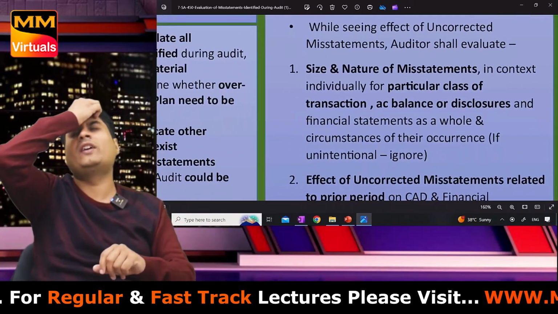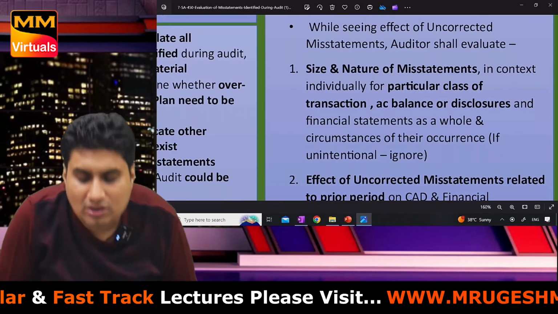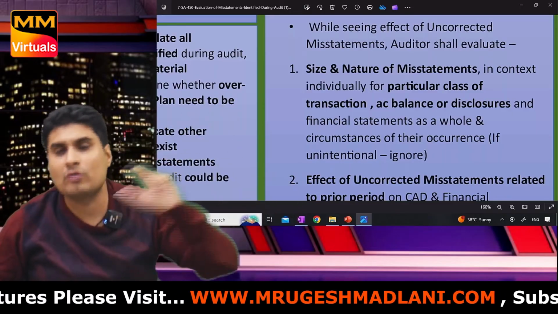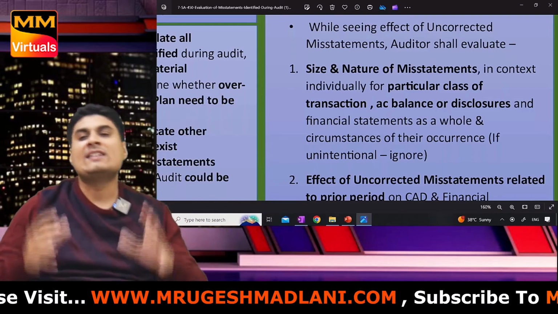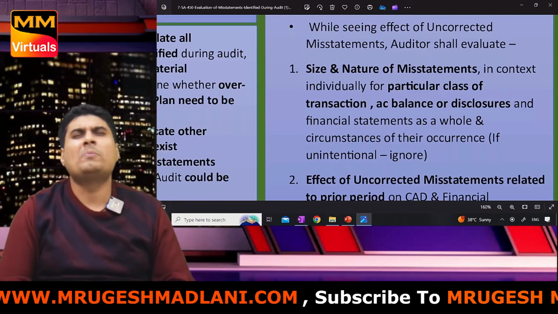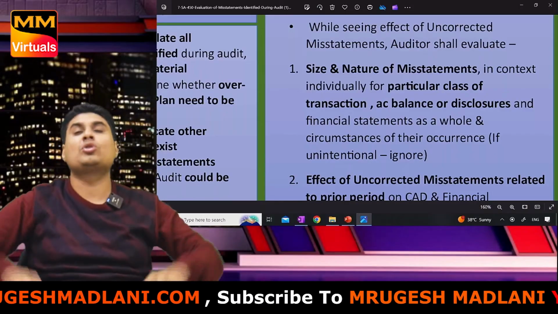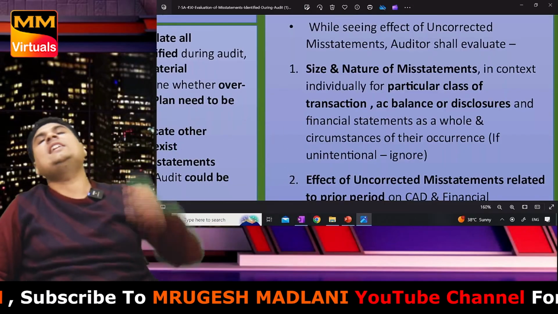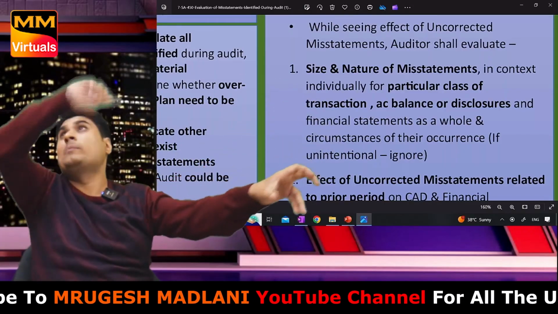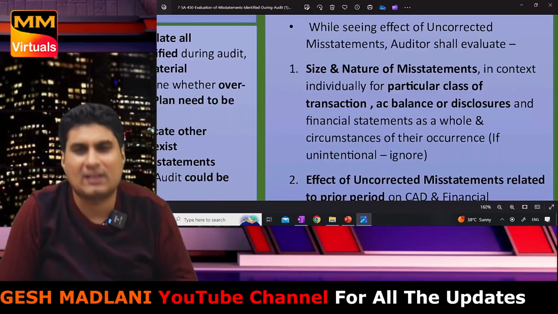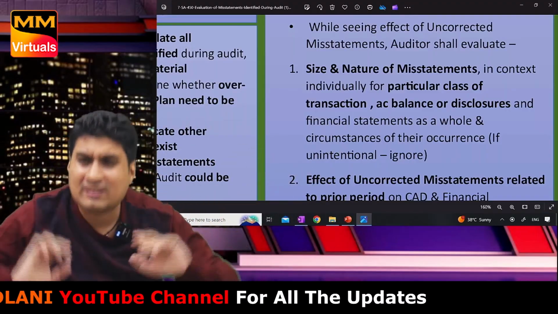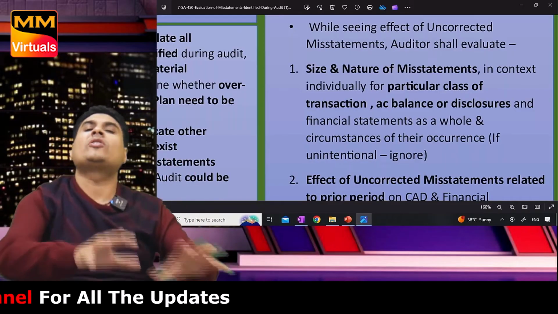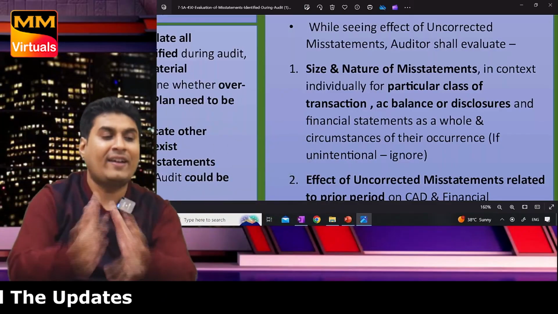While seeing the effect of uncorrected, what will we see? Size and nature of material misstatement. You have to see the size. Size means what? Amount we have to see. Nature means in which area it is. Size and nature of misstatement in relation to particular class of transaction, account balance, disclosure, and financial statement as a whole. Sometimes for a particular account it will be material to consider performance materiality, but in terms of the whole financial statements it's immaterial. Whenever you see uncorrected misstatement, you have to see the size and nature of misstatement in relation to particular class of transaction, account balance, disclosure, or financial statement as a whole.